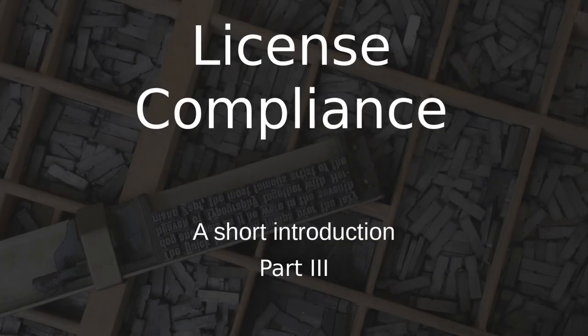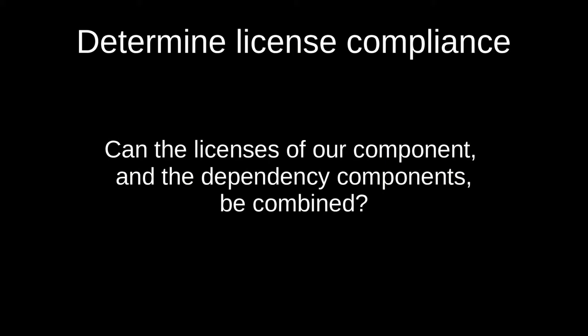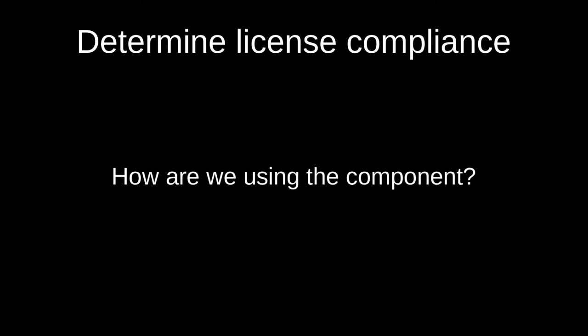So now we know the state of the various components. We have the Cairo, we know the copyright and license for that and its dependency. So the next step would be, can we combine these? That means we need to know how we are using the component.